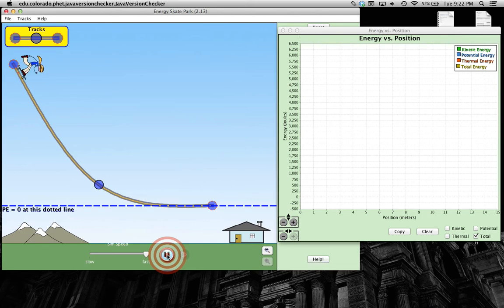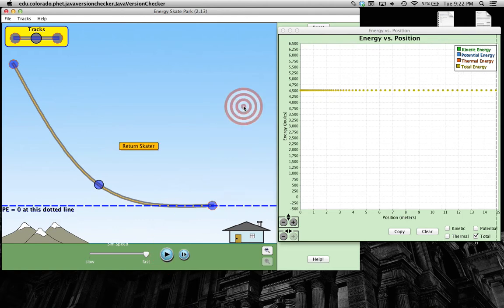Here we go. So her total mechanical energy stays the same the whole time. You've got to remember, you've got buckets. She has a bucket full of energy up at the top that's potential, and a bucket down here at the bottom that's kinetic. But that whole time, the bucket size is the same. So her total energy, the amount in that bucket, is the same the whole time. Total energy stays the same the whole time.